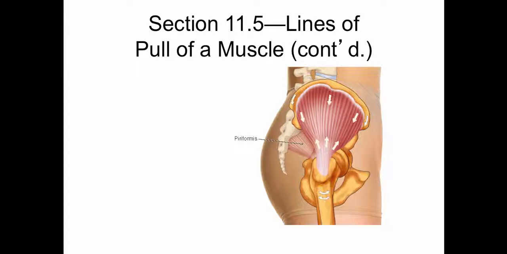The posterior fibers pull in an oblique plane and produce a combination of extension in the sagittal plane and abduction in the frontal plane and lateral rotation in the transverse plane. The middle fibers are oriented perfectly in the frontal plane and produce abduction in the frontal plane. The anterior fibers pull in an oblique plane and produce a combination of flexion in the sagittal plane, abduction in the frontal plane, and medial rotation in the transverse plane.